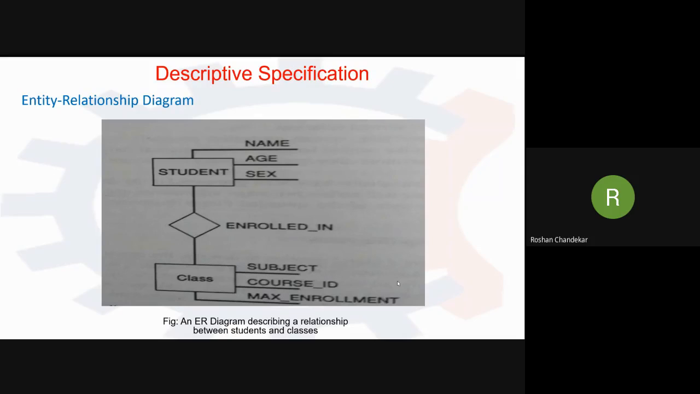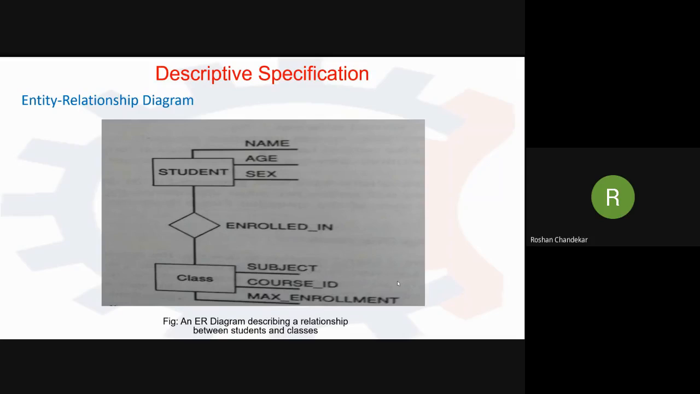And there is another entity known as class, where we have to collect the information of subject, the course ID, and the maximum enrollment. In the class we collect attributes like the subject the student is enrolled in, the course ID, that is the subject ID, and how many students enroll for that class.